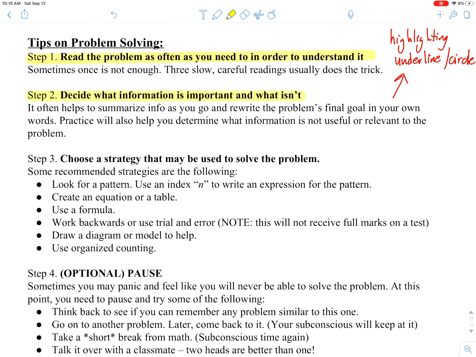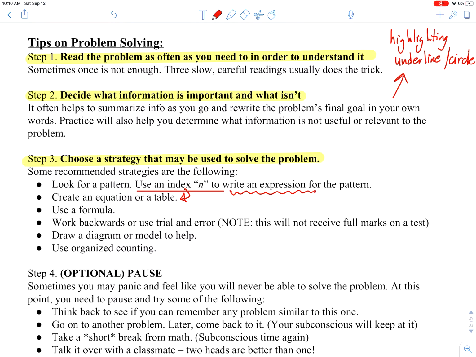Step 3, choose a strategy, a whole bunch of ones. It might be that you can write an index n. I know you don't know what that means yet, but this is going to be often coming up with a table, this use an index n thing, and then it will allow you to write an expression. We're going to be practicing that for sure. If they give you a formula, or if a formula exists, like things like speed, formulas exist for speed, it's distance over time, you could do that.